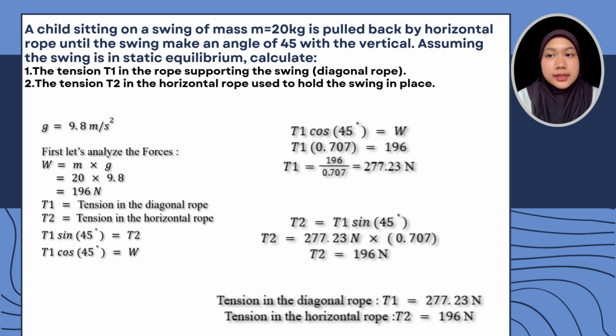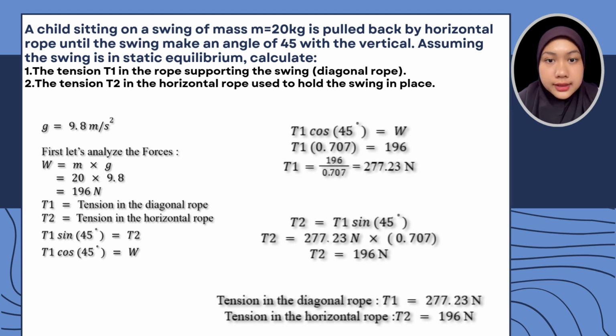First, let's analyze the forces. Weight equals mass multiplied by gravity. As already given, mass is 20 and gravity is 9.8, so we get 196 Newtons. T1 is the tension in the diagonal rope and T2 is the tension in the horizontal rope. T1 sin 45 degrees equals T2 and T1 cos 45 degrees equals weight.